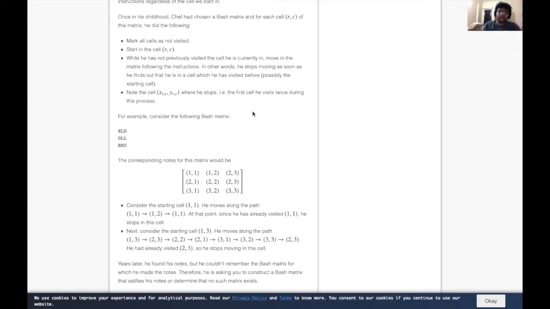So basically the matrix can be visualized as a graph where each node may have large in-degree but has out-degree 1, and you keep on moving along the outward edges from the starting node until you encounter a node you've already visited. Now he notes down the cell at which he stops. So for cell (R, C), you have a cell (X, Y), which is the first repeated cell from (R, C). Since every node has an out-degree, you can show that there'll always be a cycle no matter where you start.